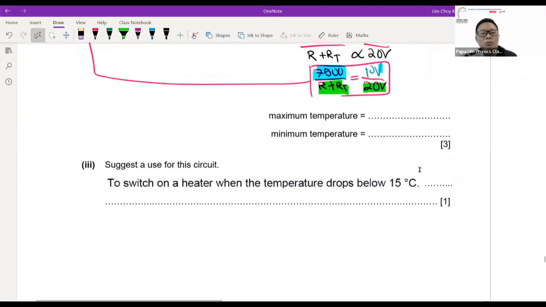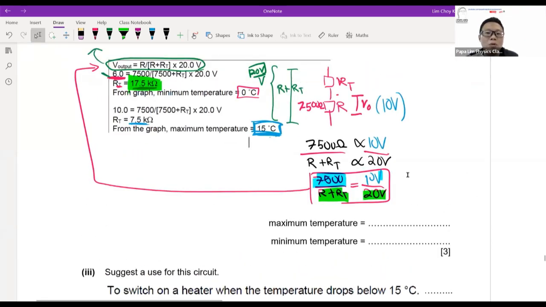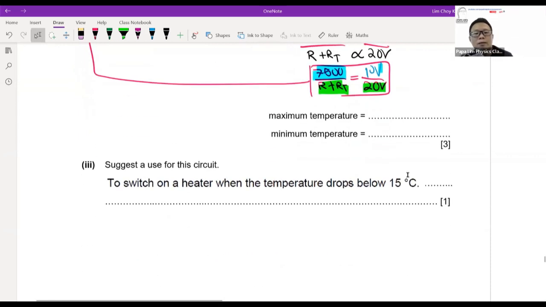Now, like I mentioned before, for any temperature below 15 degrees, the circuit will be operative. Which is what I mean by it could be like a heater, whereby I time it such that anything below 15 degrees Celsius will be too cold already. I will need to activate that particular device. So it could be a simple thing like using a heater.